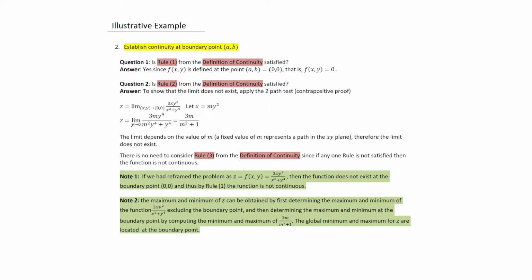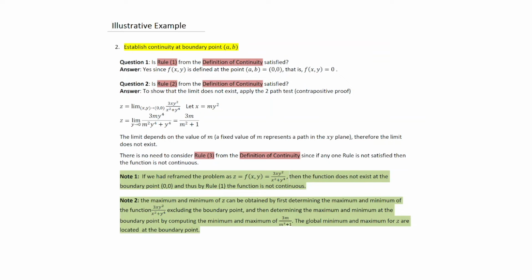All right, so here we don't know, so we're going to make the assumption that the limit does not exist, which means we're going to apply the two-path test, which in fact is a contrapositive proof. So z equals the limit as (x, y) approaches (0, 0) of 3xy squared divided by x squared plus y to the power 4. Here we basically look at the order of the numerator and the denominator. And so the suggestion is that we let x equals my squared. M will determine basically a particular path in the xy domain. Choose the value of m to be different, you have a different path.